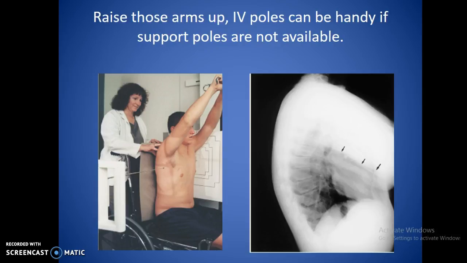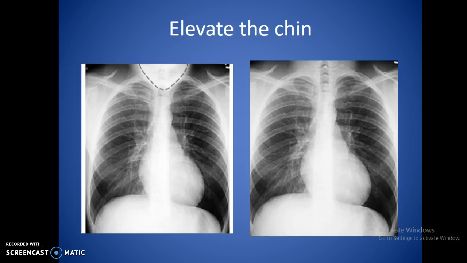Other items to keep track of: make sure the arms are up. You can see the soft tissue overlapping part of the lung field here, which is no good. So make sure that it's up. We can use IV poles, maybe another person to kind of help hold the arms up, but you want to make sure you can see the entire chest. Chin, self-explanatory.